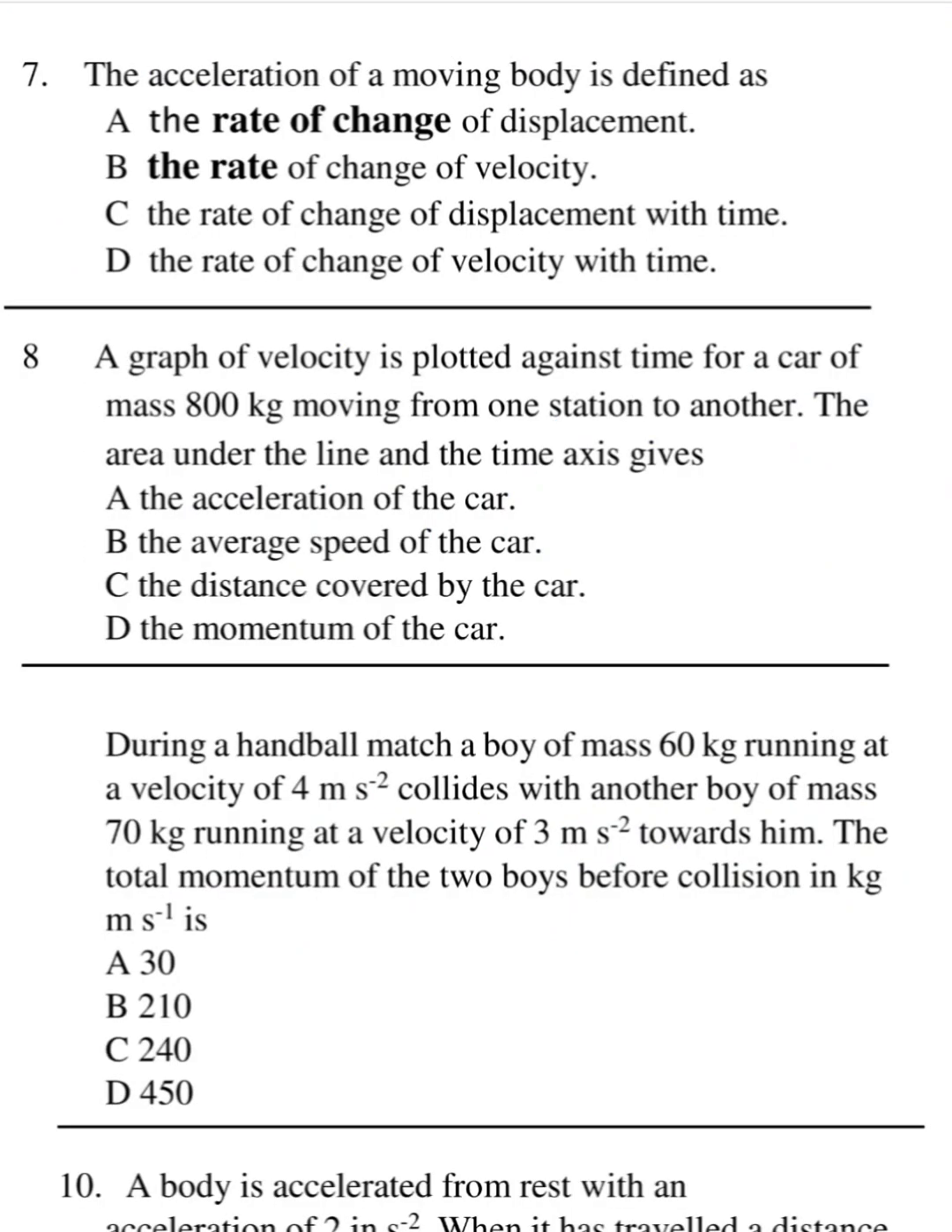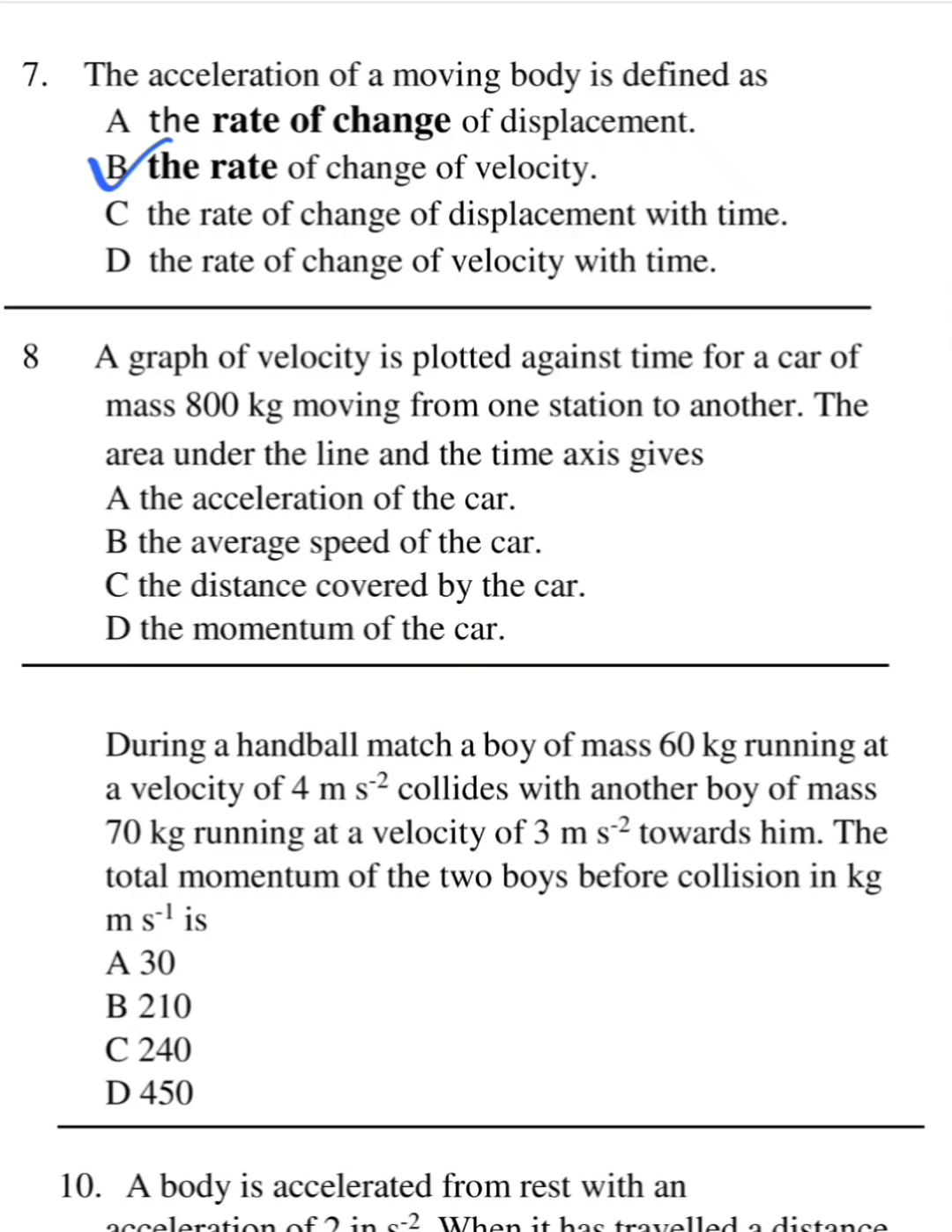In number 7, the acceleration of a body is defined as A, the rate of change of displacement. No, rate of change of displacement is the velocity. B, the rate of change of velocity. Yes, the rate of change of velocity is the acceleration. Now in C, the rate of change of displacement with time. This is simply a distractor.